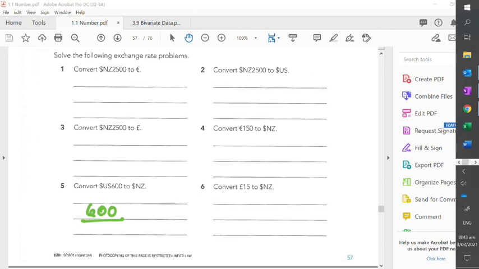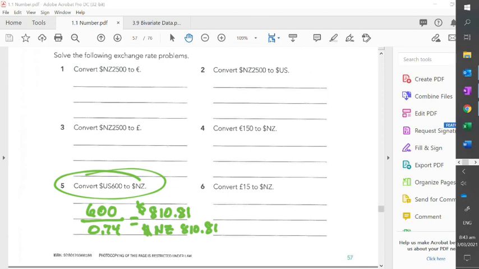And what is the conversion factor for US dollars? 7.4. Okay, thank you. And do that division, and what do you get? 810. And of course, you need the dollar symbol on there. Now, even better, because we're talking dollars to dollars, because they both use dollars, we could write New Zealand dollars, but we know that because it's right there.